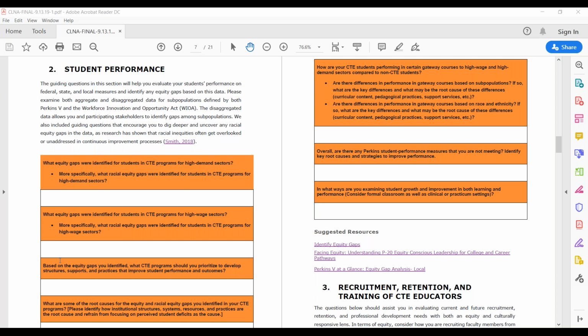Well, for this section, where I'm more concerned is not the first part of the questions, but the back three questions on the next page, like how are your CTE students performing in certain gateway courses to high wage and high demand sectors? Because that is something we don't really have data on. I can look at English 101, but I can't disaggregate it by major.